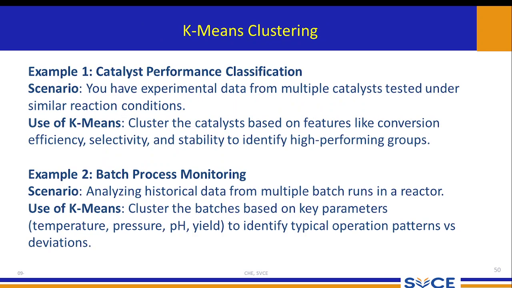So, k-means clustering. We will see examples for k-means clustering. Catalyst performance classification. Scenario: you have experimental data from multiple catalysts tested under similar reaction conditions. Cluster the catalysts based on features like conversion, efficiency, selectivity, and stability to identify the high-performing groups. The second example is batch process monitoring. Scenario: analyzing the historical data from multiple batch runs in a reactor. Cluster the batches based on key parameters like temperature, pressure, pH, and yield to identify the typical operation pattern versus deviation.